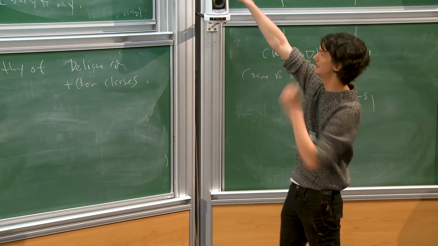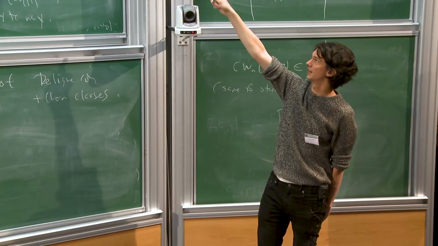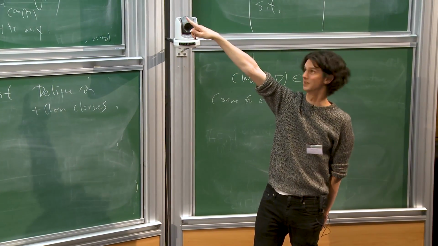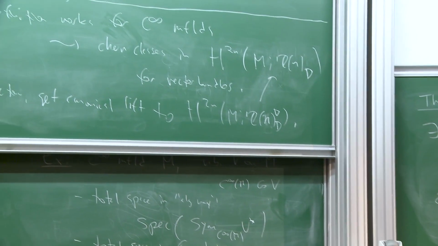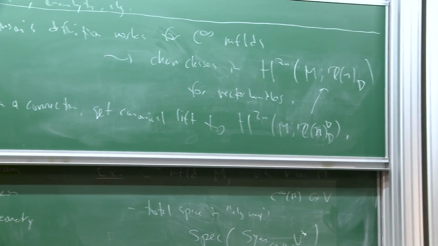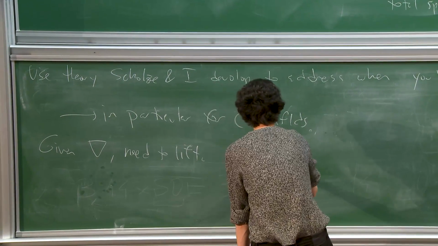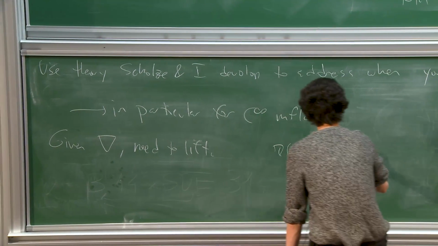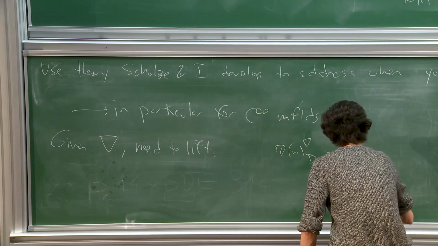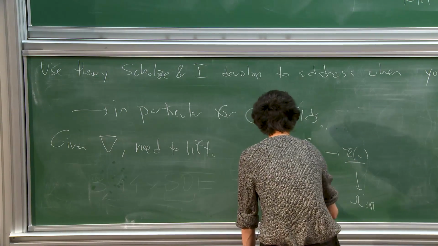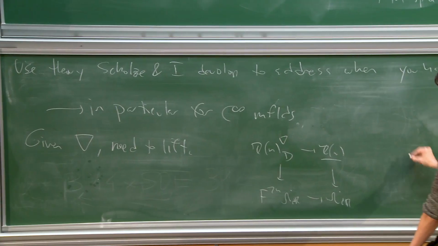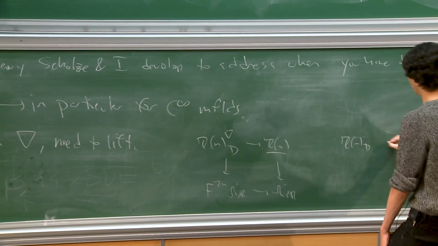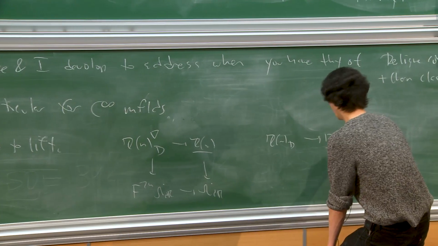So the key thing is to understand why, in the presence of a connection, the characteristic class lifts to the 2n level of the Hodge filtration. So given a connection, we need to lift. But recall the definitions. So here we had Z(n)_D nabla. It was Z(n) and then dR, and then F^2n dR. Whereas Z(n)_D without the nabla, which is where we currently have our theory, was the same except with just F^n.